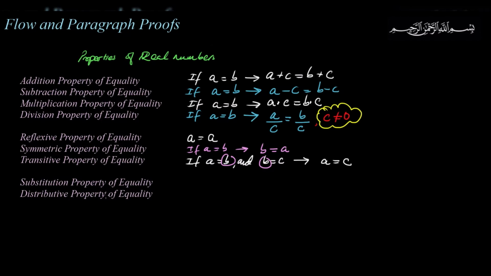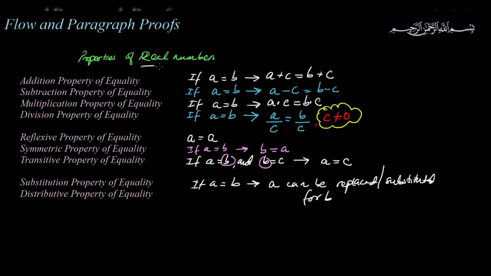And finally, the substitution property of equality says that if A is equal to B, then A may be replaced by B in any equation or expression. If A is equal to B, then I'll use my arrow again, A can be replaced or substituted for B in any expression or equation. Now these are all properties of real numbers, okay? So if A is equal to B, then A can be substituted anywhere.